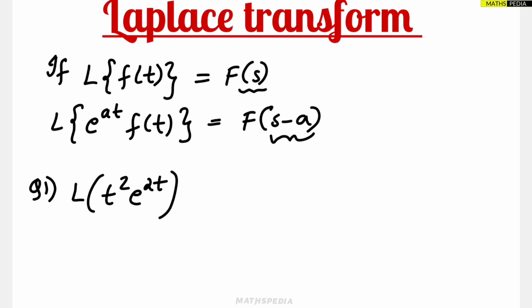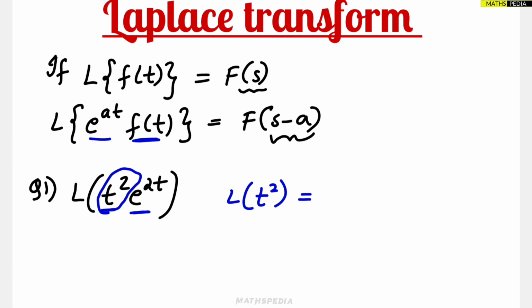So a very simple problem here. What is given? e power 2t into t square. So e power at has come and a function of t is also sitting. Now the first step is to find the Laplace transform of whatever is sitting beside e power at, the function of t. So first we'll find the Laplace transform of t square.